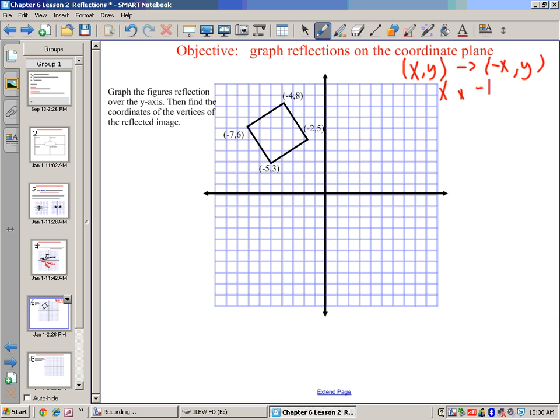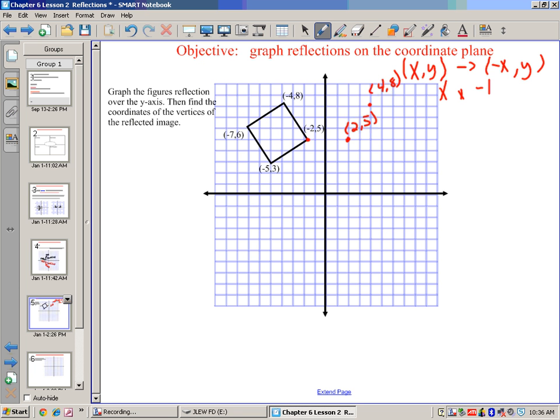So let's take a peek. Let's go with the first one right here. This is negative 2, 5. Multiply the x times negative 1. So negative 2 times negative 1 is a positive 2, and then the y is going to stay the same. So this is going to be 2, 5. Let's go to the top one. Negative 4, 8. Negative 4 times negative 1 is positive 4. So 4, I go up 8. It's going to be 4, 8.